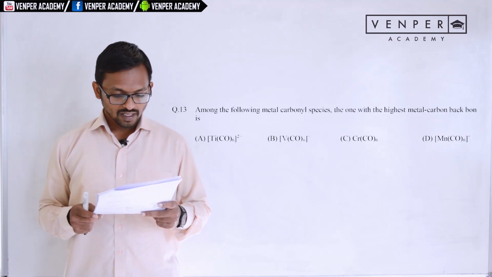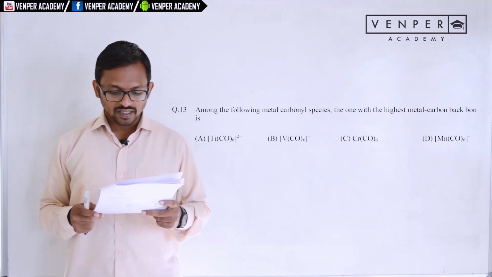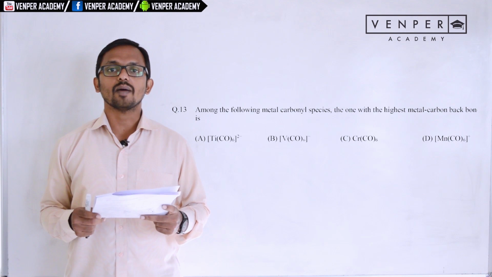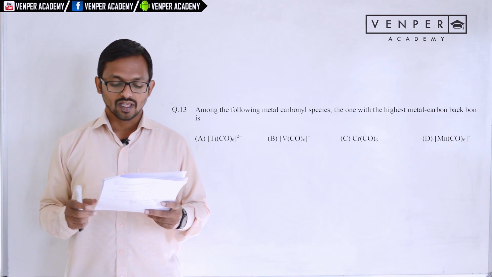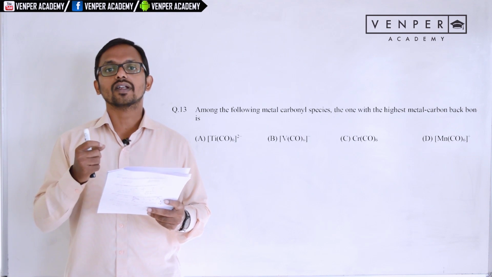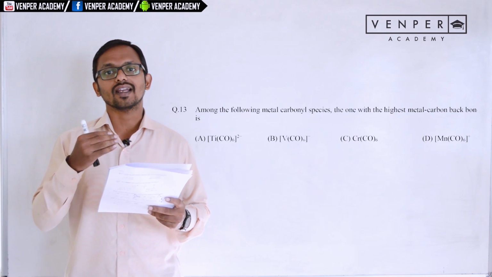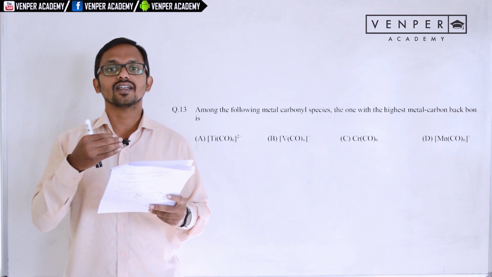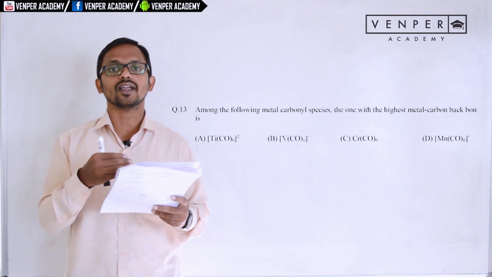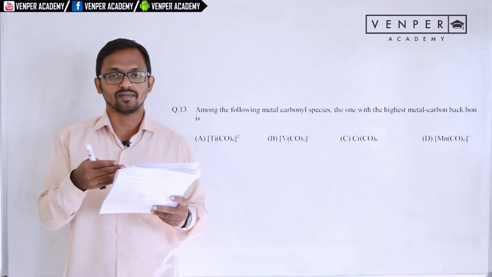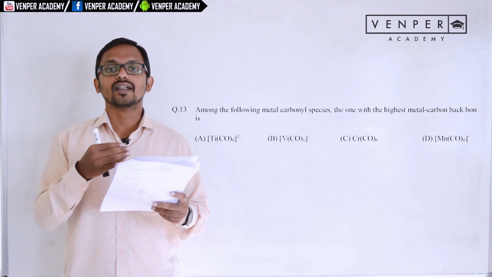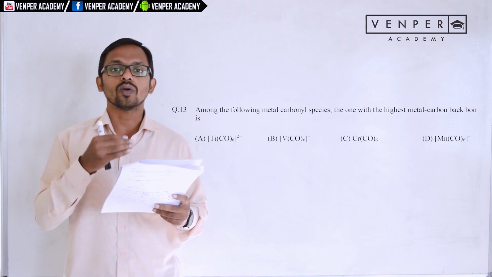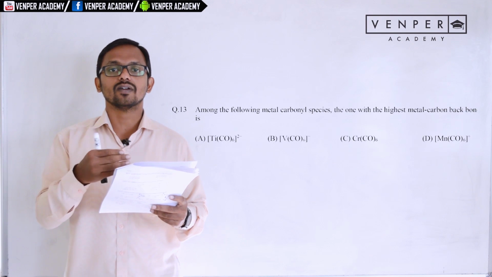Question number 13. Among the following metal carbonyl species, the one with the highest metal carbon back bonding is? In the given four options, option 1 is the correct answer, because when the metal has more electron density around it, it can donate its electron density to the carbon of the carbonyl group. As a result, the highest metal carbon bonding takes place, which is nothing but back bonding. So what I want to say is that metal carbon back bonding takes place with the highest intensity only when the metal has more electron density.